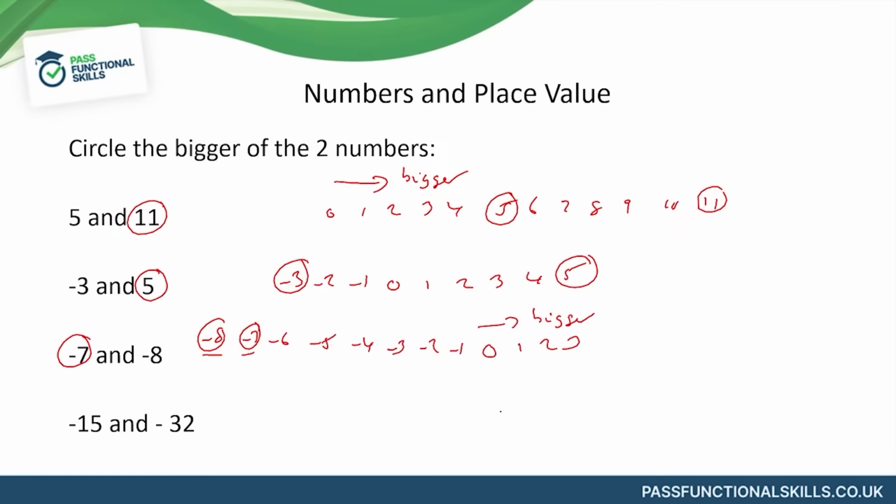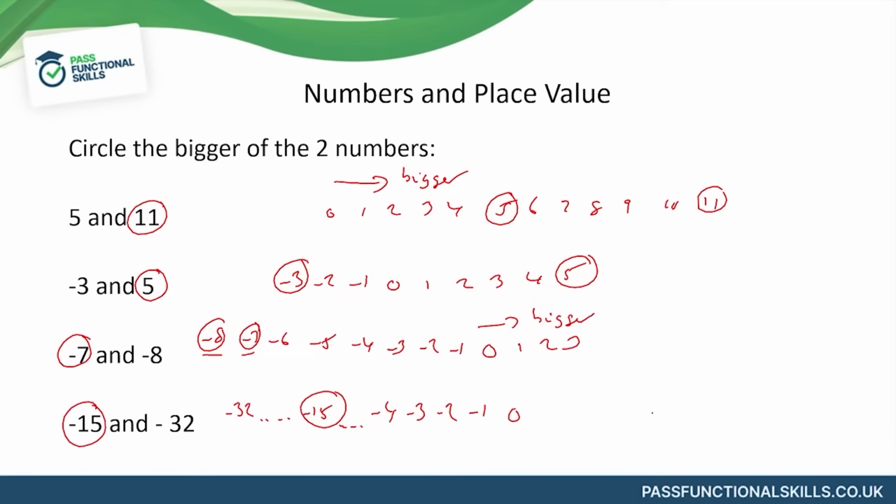Okay, so let's have a look at this one now. You could do out your entire number line, but you might just want to do a little bit of the number line to get a little bit of a flavour. -1, -2, -3, -4, and so on. So I'm going to get to -15 before I get to -32 if I keep going. Which one is further to the right? Because remember, the ones to the right are bigger. So -15 is bigger than -32.